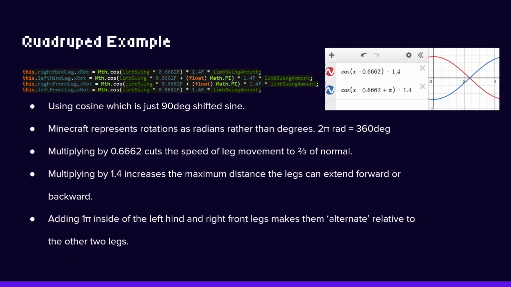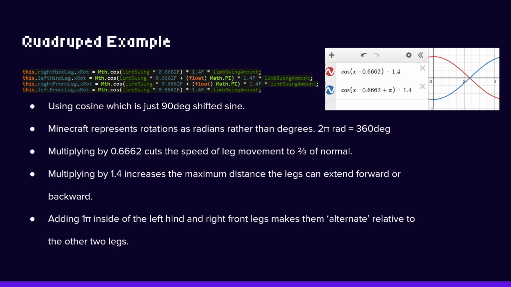And then here you can see the actual code used for quadrupeds, which are four-legged animals in Minecraft. So it's using cosine, which is the same thing as I just showed, but shifted 90 degrees. So one important thing about Minecraft animations is that it represents rotations in radians, not degrees, which is the more sensible thing to do in this case. So 2 pi radians is 360 degrees, if you didn't know that.